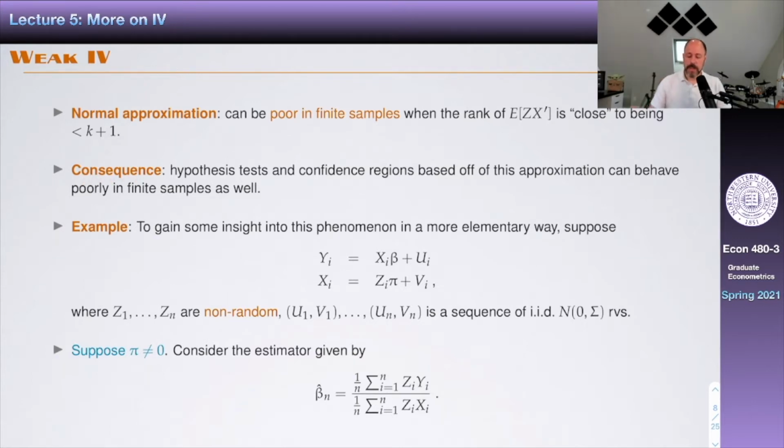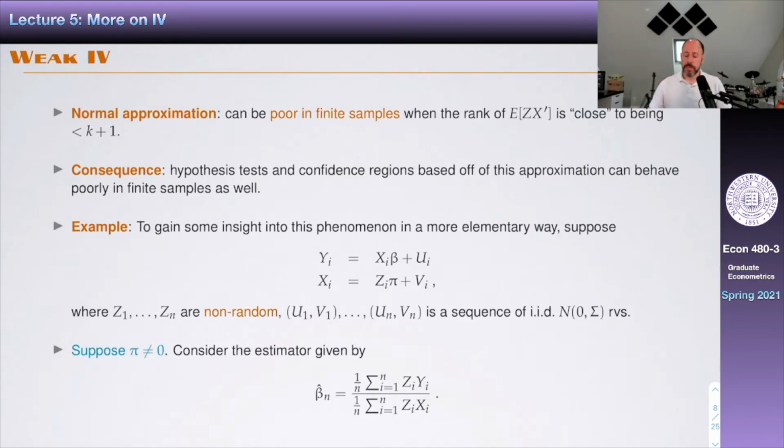The consequence is that, as I said, hypothesis tests based off the normal approximation, and confidence regions or intervals based off the normal approximation, are going to behave poorly. You're going to be forming, say, a 95% confidence interval with the expectation that it is going to cover the truth 95% of the time. But you have this problem where the finite sample distribution doesn't look like a standard normal. And so you're going to be covering the true parameter 70% of the time, 60% of the time. It could even be worse.